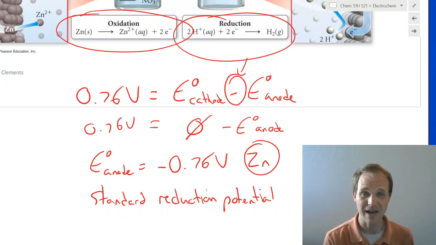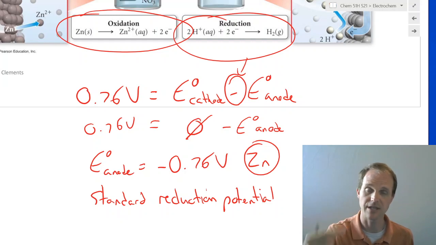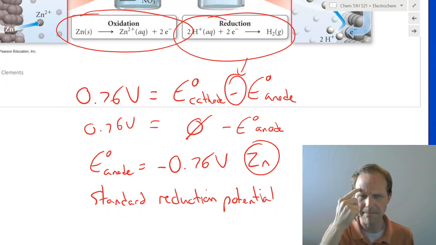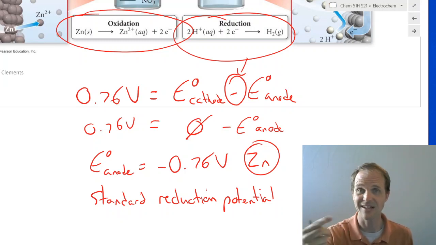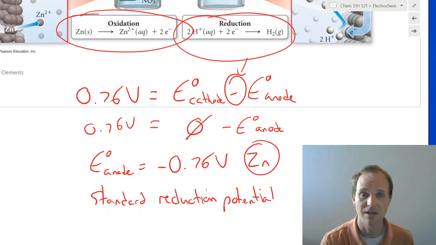But we don't like to do that. Why? Because it's much easier just to pick a standard. Be like, I'm always going to list standard reduction potentials, even when things are getting oxidized, so that I only have to have one table. Right? Because otherwise I'd have a table of standard reduction potentials, then I'd also have a table of standard oxidation potentials. Or even worse in a situation, I'd just have one table, and then I'd have to remember to put negative signs on the things that were oxidized. Right? So what I do is I just say cathode minus anode.